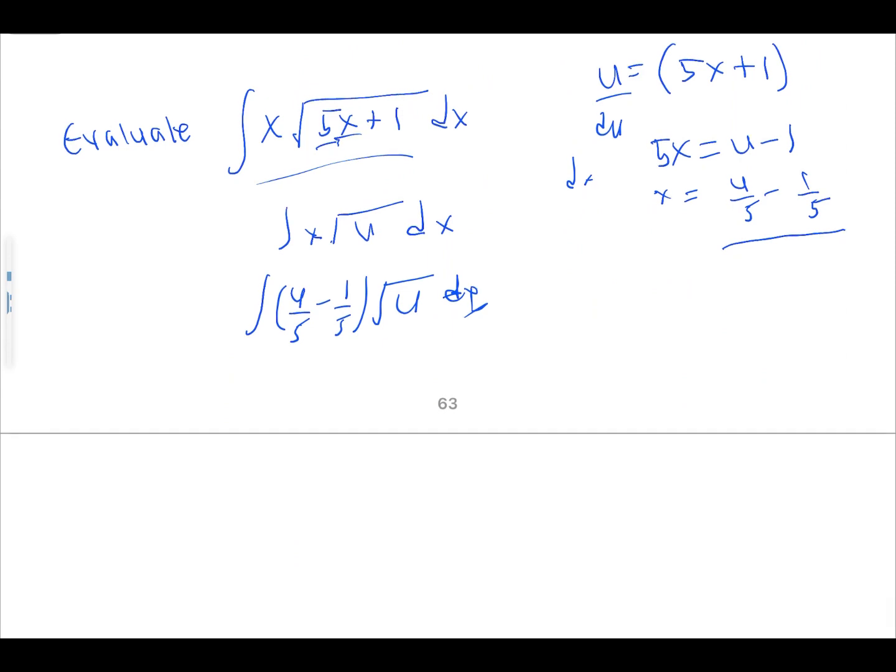And let's check how we can use integration by parts to evaluate this.